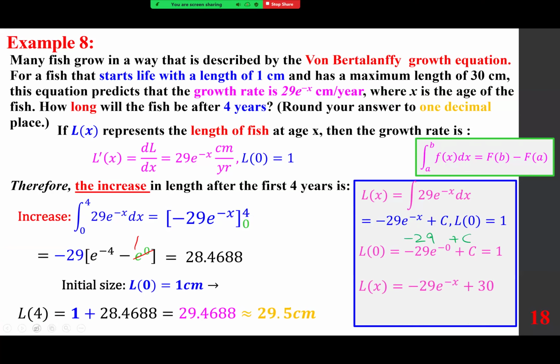Now, what is the advantage of that? If we want the length at 4 years, we put x equals 4. How long is the fish after 5 years? Plug in 5. How long is the fish after 10 years? Plug in 10. That is the advantage of that. It makes it easier that way if you have several parts to do.